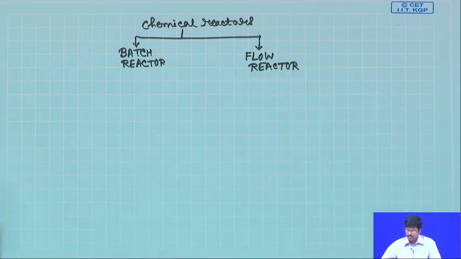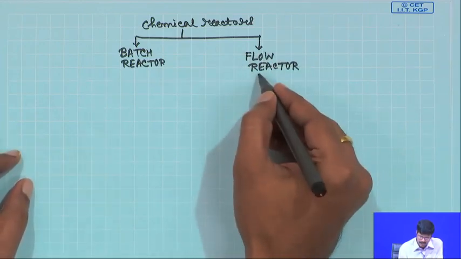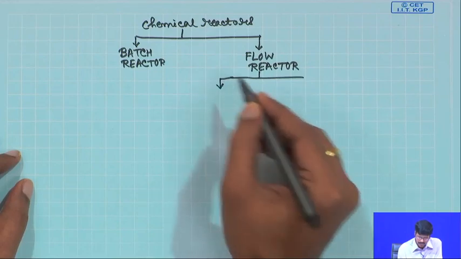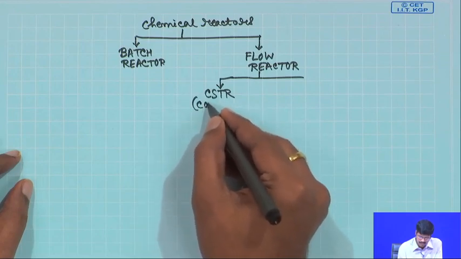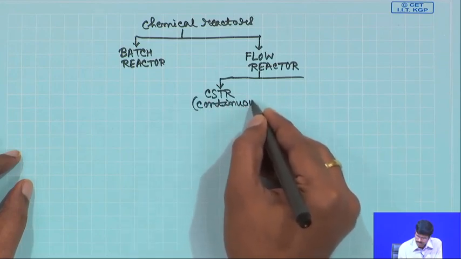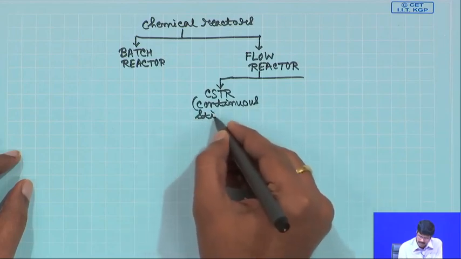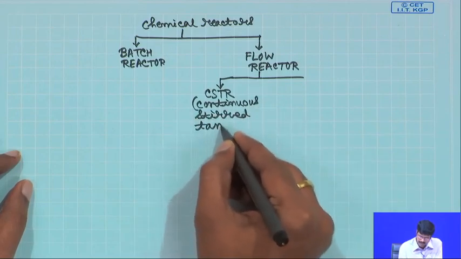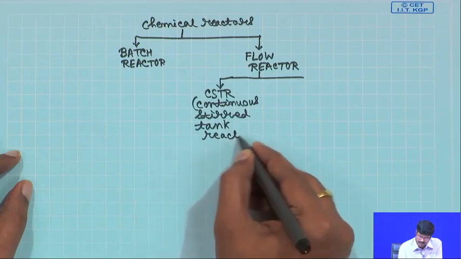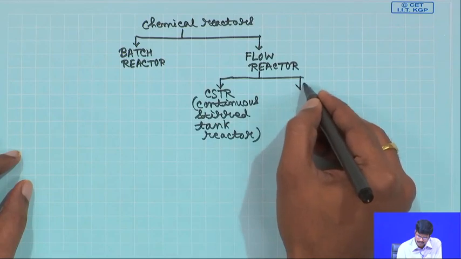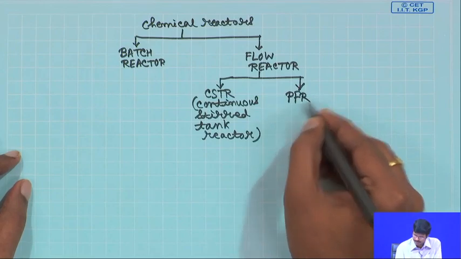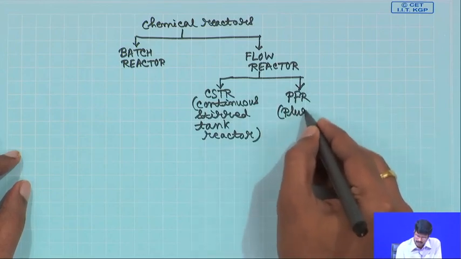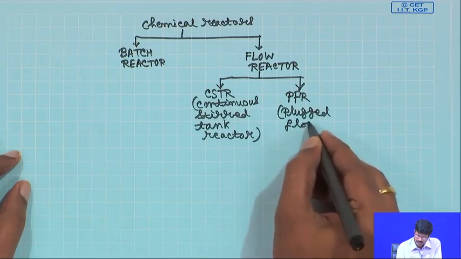I will tell you what some of those things actually mean, and under the purview of flow reactor we will talk about what you call a CSTR, which is continuous stirred tank reactor, and then you can have, say, PFR, which is your plug flow reactor.